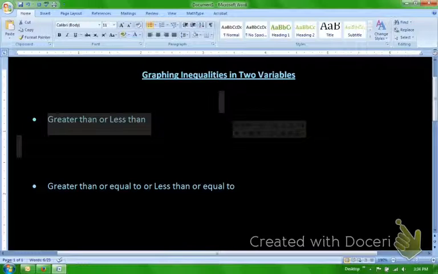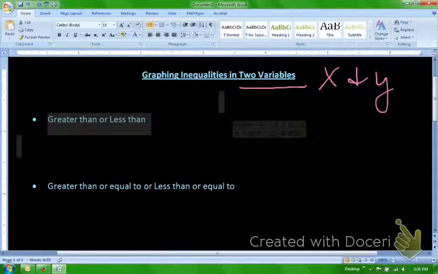It is Friday. This lesson is on graphing inequalities in two variables, and don't let the two variables throw you. This just means you have an x and a y. So you're going to be graphing them on a plane instead of a number line. So let's review the basics.